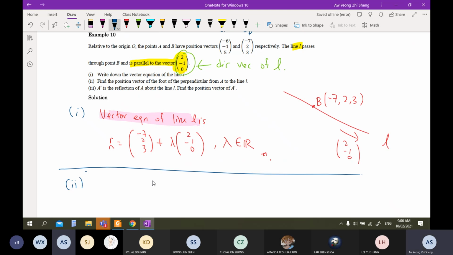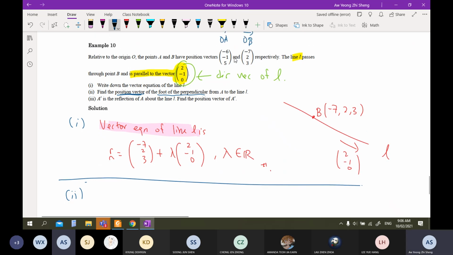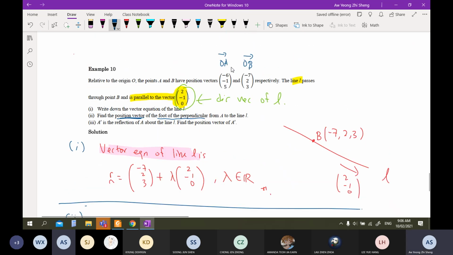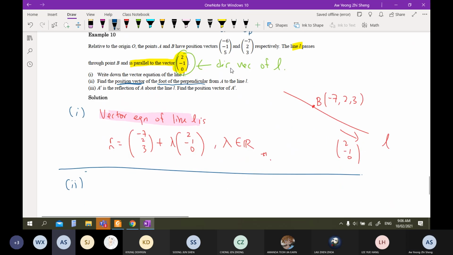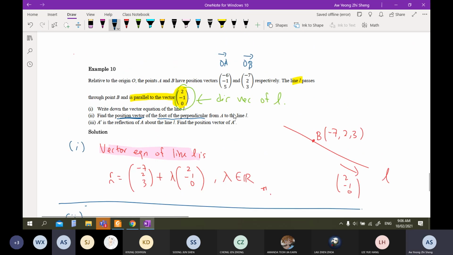Part 2, find position vector. At this time, they want your answer in vector form. Find position vector of the foot of perpendicular from A to L. You have the coordinates of A because the vector OA is given. A must of course be an external point, and no doubt about that because they are asking for a foot of perpendicular. A must be an external point.